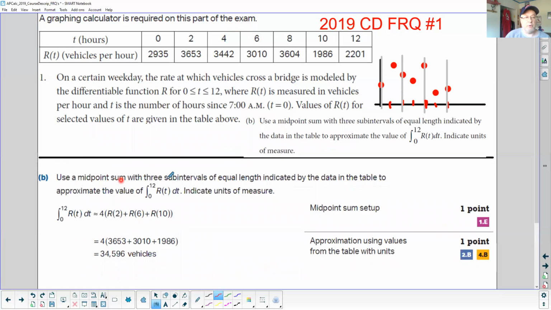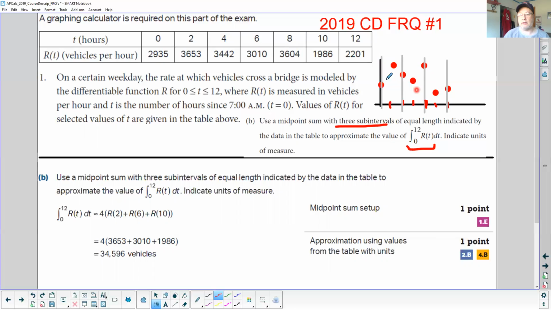Part B says use a midpoint sum of 3 subintervals of equal length, indicating the data table, to approximate this integral, a Riemann sum. So you want 3 subintervals. So anytime I do a table problem, I'm asked for a left, right, or midpoint Riemann sum or trapezoidal, I like to draw a picture. Some of you always comment to me that you make little mistakes along the way and you need to clean those up. A way to clean up a table problem is to draw a picture.